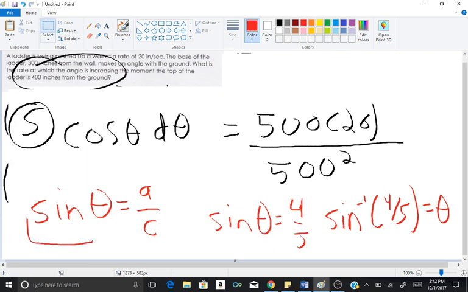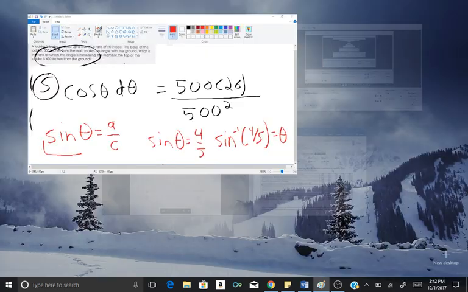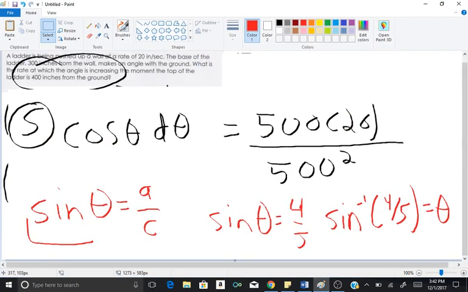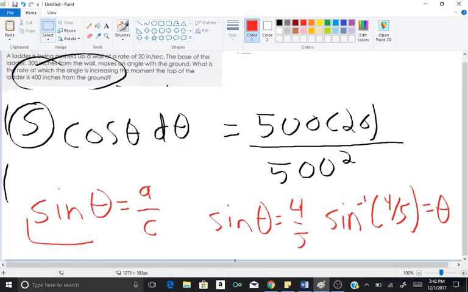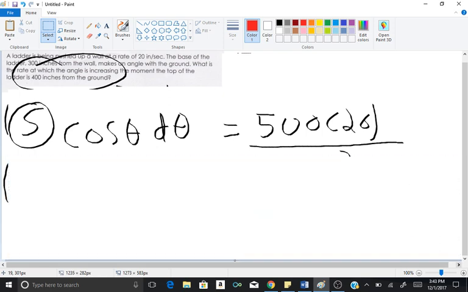Get ready because that's all going to go away. Oh my gosh. Why does it keep doing that? I'm going to have to get back that 500 squared.